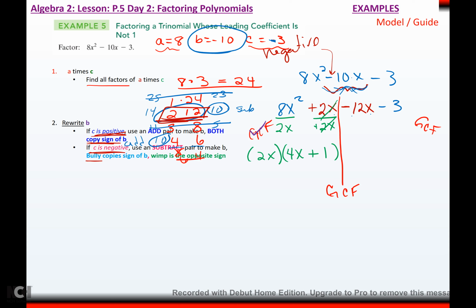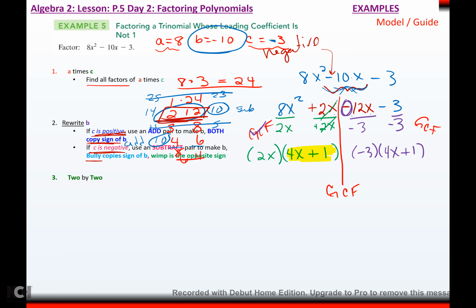The biggest number that'll go into them is a 3. And remember, we're always going to take this guy's sign. So my GCF is negative 3. To get what's left, we divide. Negative 12x divided by negative 3 would be positive 4x. And negative 3 divided by negative 3 is positive 1. And then we're going to GCF again.